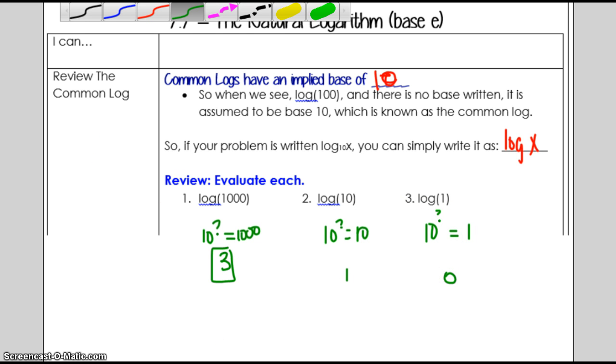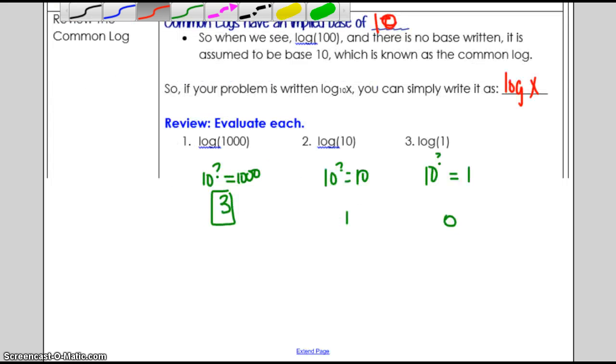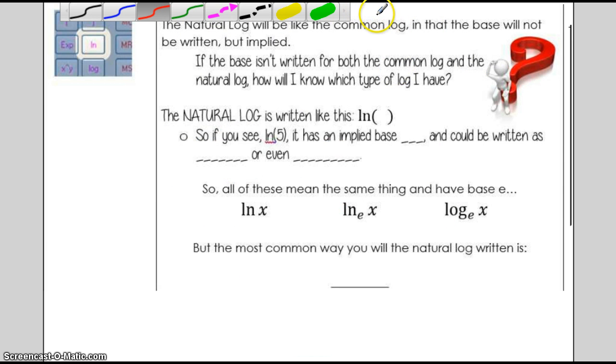So what we're going to talk about in this section is what's called the natural log. That's another common log where the base will not be written, but it's implied. If that base isn't written for both the common log and the natural log, we will know which type of log we have. So we should have some sort of blank up at the top in your notes. The natural log is base e. So that's the blank up above in your notes.